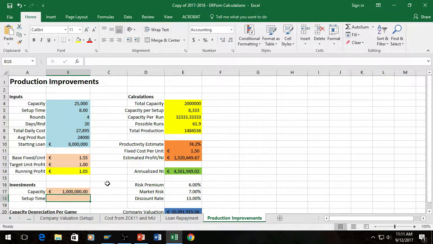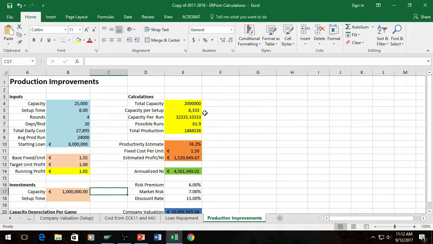if I invest €1 million into capacity, I have increased my capacity by 1,000, so that's 25,000. I can see here that my fixed cost per unit has dropped to €1.50. My productivity drops a little bit here, and that's based on that average production run. This is also something to be watching, but I'm not going to adjust that at all throughout these calculations. Our total capacity has gone up. Out of the 80 days, we now have another 1,000, so it's gone up.